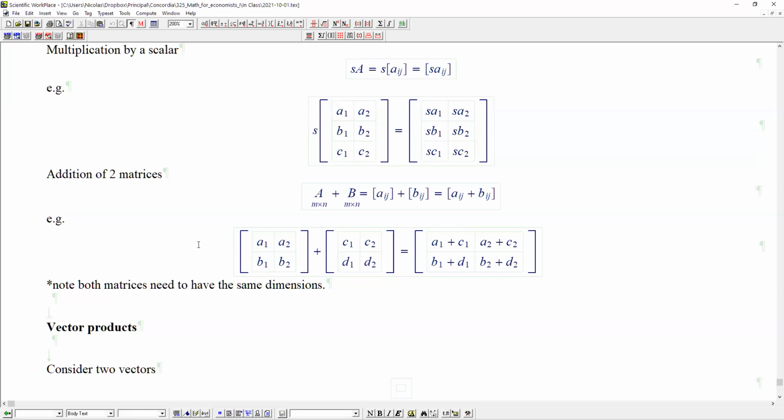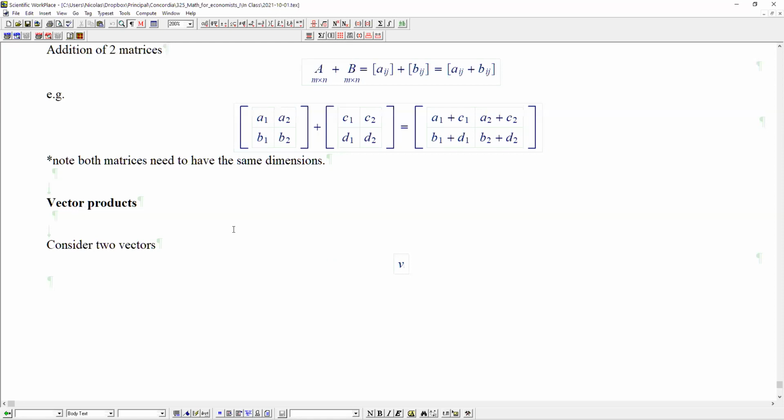So imagine I have V, which is V1, V2, and V3. And I have W, which is W1, W2, W3. So I have two vectors. You are going to see two types of vector multiplication.